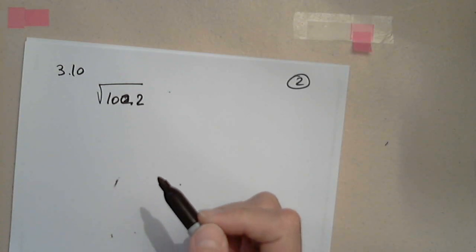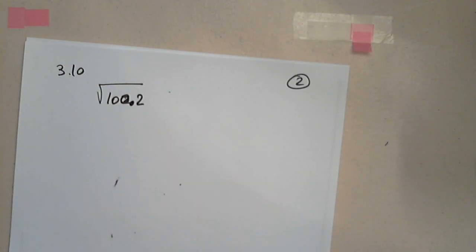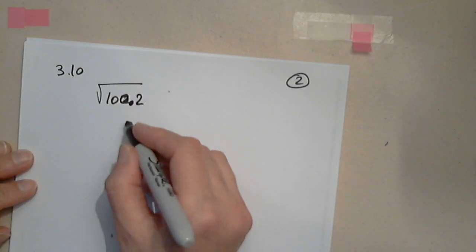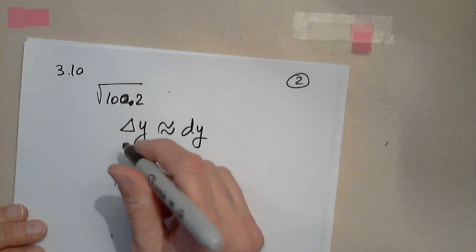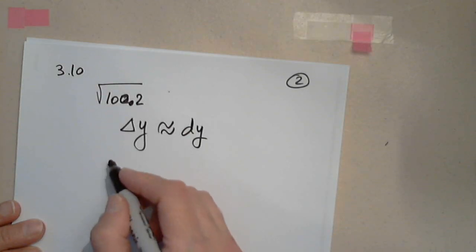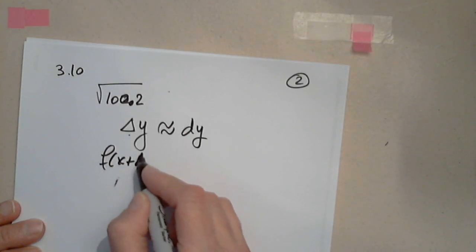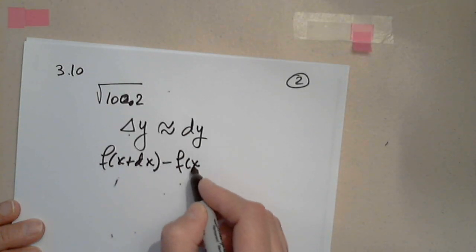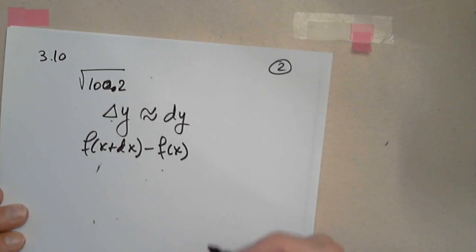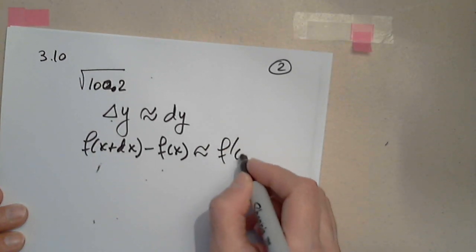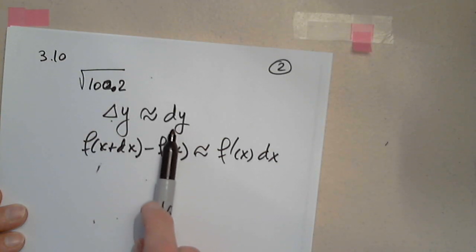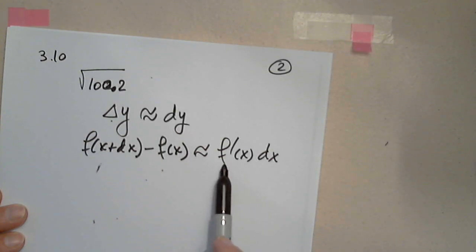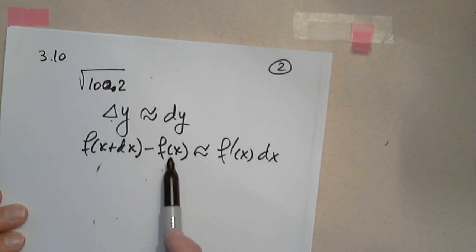Like this? Yes. Perfect. So remember, we always start with delta y approximately dy. So this will be f of x plus a little bit minus f of x. I keep writing this so you can get used to it. So this is f prime of x dx. Remember, dy is not the derivative of the function, but the differential of the function. And then I move f of x in front.